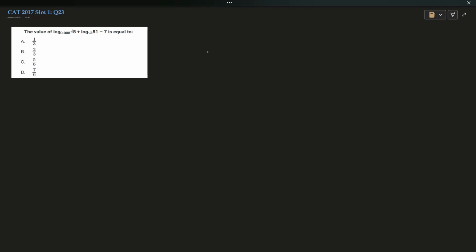So log root 5 to the base 0.008 plus log 81 to the base root 3 minus 7. Alright, so we will use properties of logarithm. Log 0.008 root 5 can be written as 5 to the power of half plus log root 3. Root 3 can be written as 3 to the power of half. 81 can be written as 3 to the power of 4 minus 7. Half will come outside. Log 5.